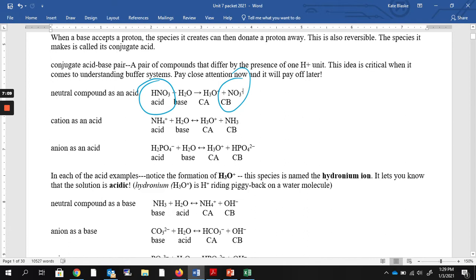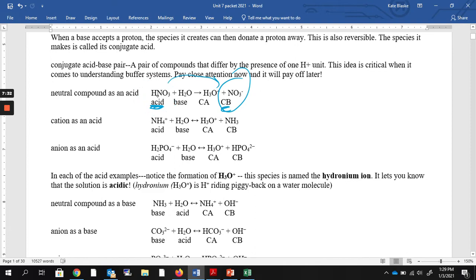So I can see that as this reaction occurred, that HNO3 gave up a proton and turned into NO3 minus. Giving up a proton is the definition of an acid, so HNO3 is an acid. Whatever it formed is now able to accept that proton back, so it is a conjugate base.